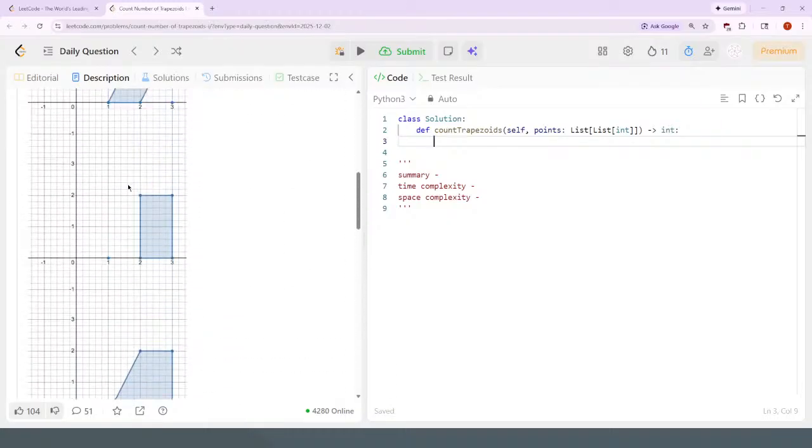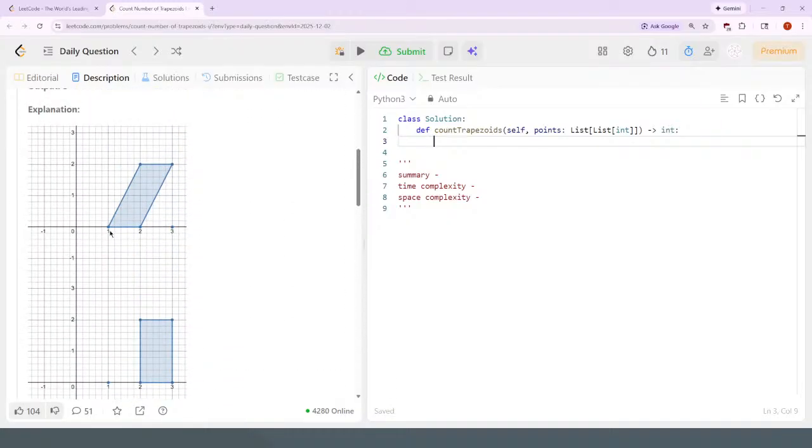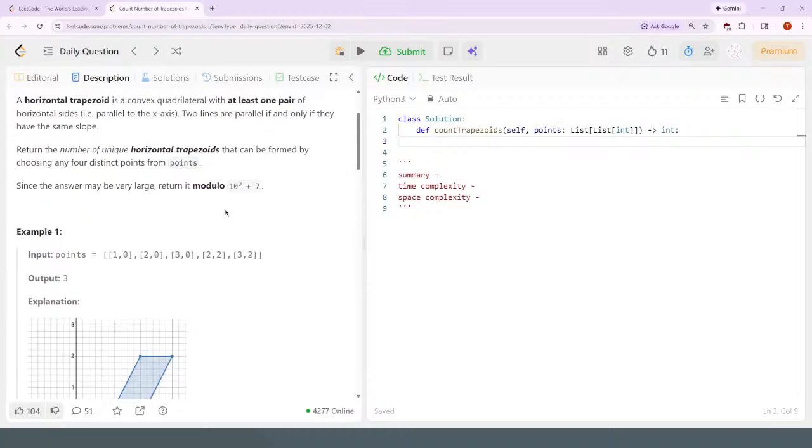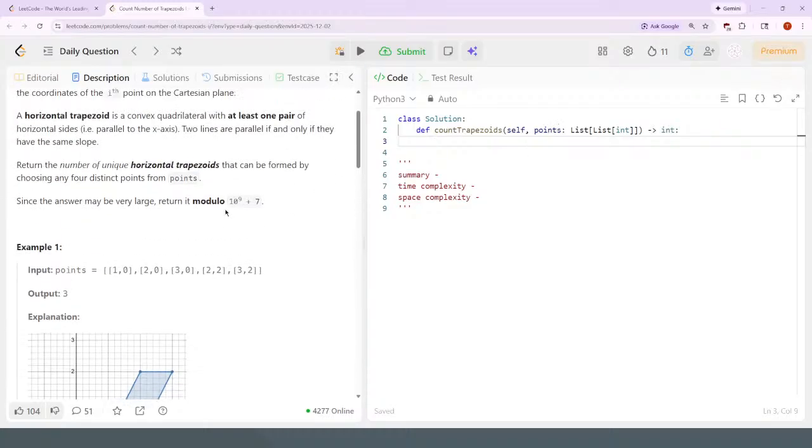Okay, so any horizontal side of one y coordinate can be formed with any horizontal side at any other y coordinate. So I'll just go through every y coordinate maybe. I think I want to sort. I'm going to sort based on the y coordinate. Do I need to sort actually?